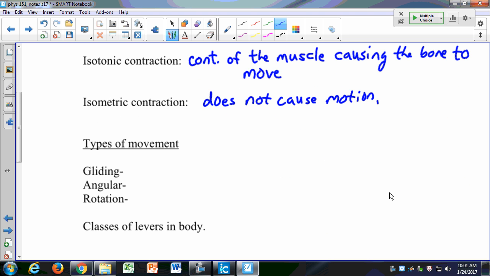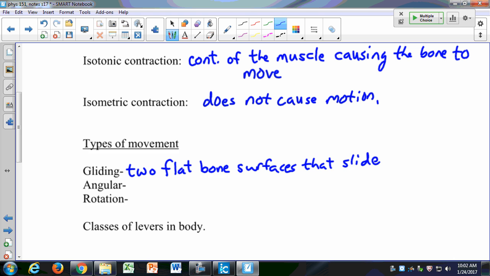As I said, we also have three types of movement. We saw this in the previous figure with all the different joints. And the different joints allow for this different type of movement. The gliding, like in the foot and hands, you have two flat bone surfaces that slide.